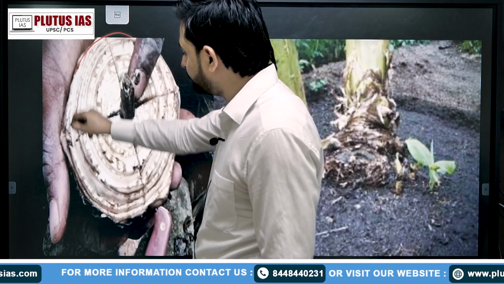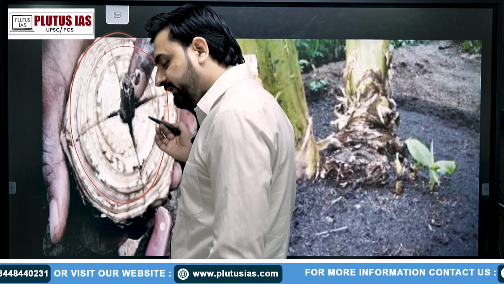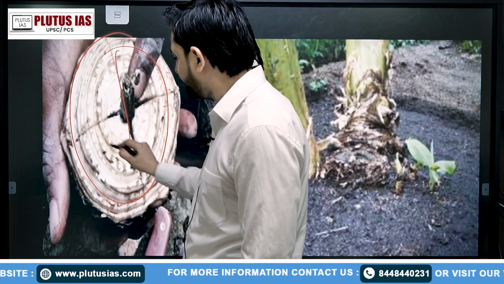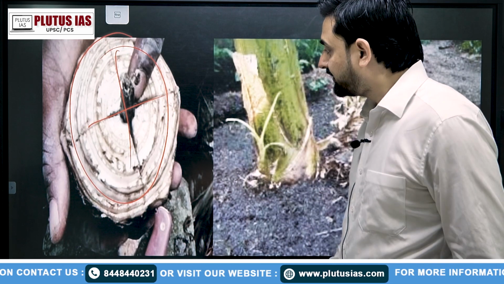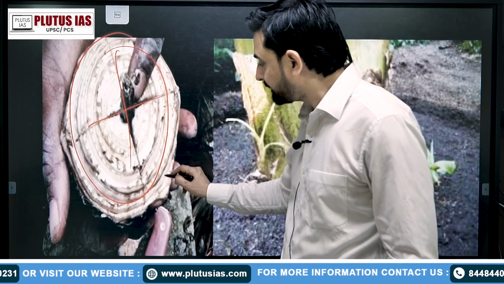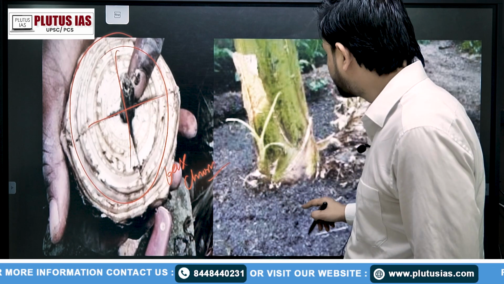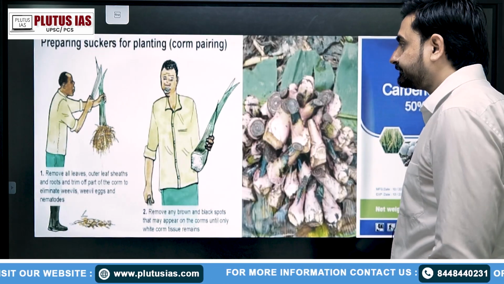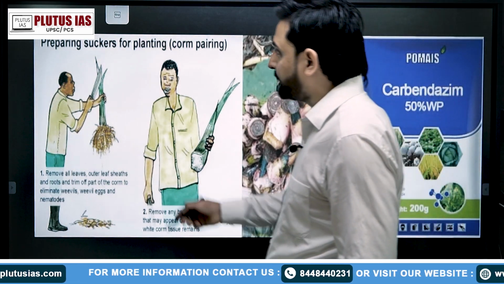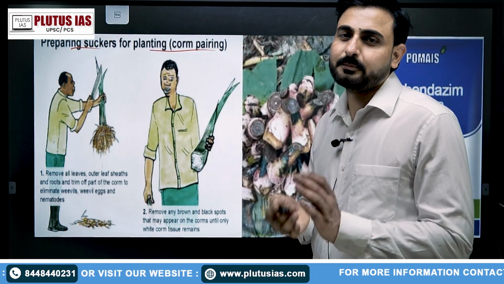This is your corm. Now, for growing multiple shoots, you can cut this base corm. So, this is your water sucker. Now, preparing the sucker for planting the corm, we call it paring.